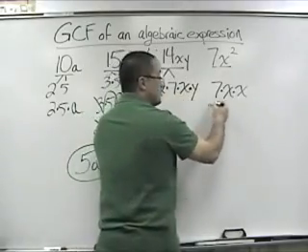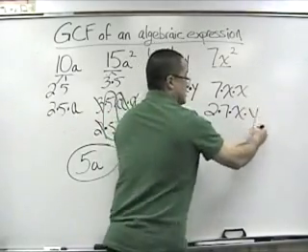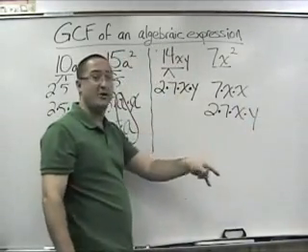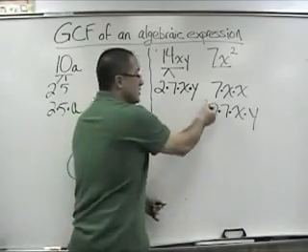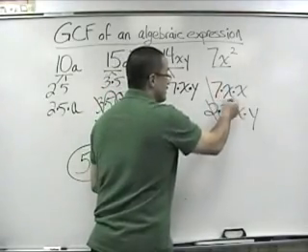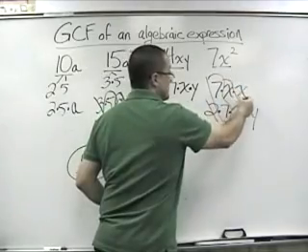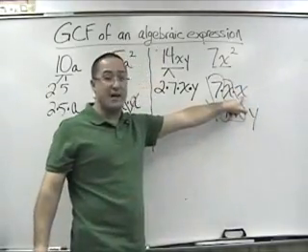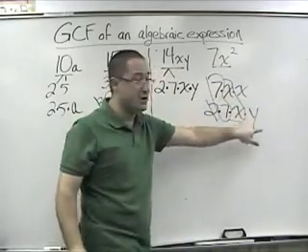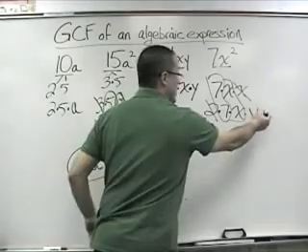And when we line these up, okay, let's see what they have in common. Do they have 2's in common? No. Do they have 7's in common? Yes, right here. Do they have x's in common? Yes. How about the second x? No, there's only one here. There isn't another x here. And how about the y? No, they don't have the y in common.